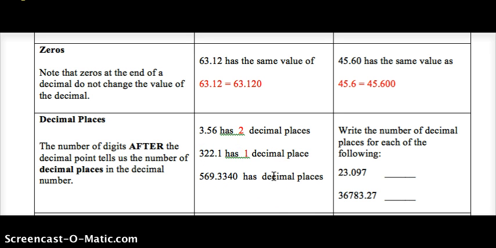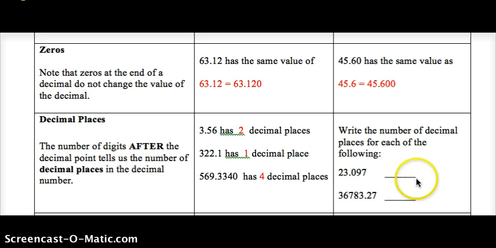And looking at our last number there, now girls, I know the 0 does not change the value of the decimal, but you still do have 1, 2, 3, 4 digits after the decimal point. So this number still has 4 decimal places because there are 4 numbers after the decimal point. So girls, why don't you pause the video now and attempt these 2 questions over here. Please write the number of decimal places for each of those 2 numbers.